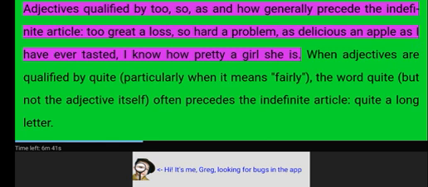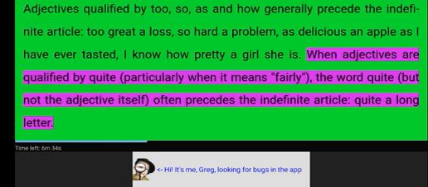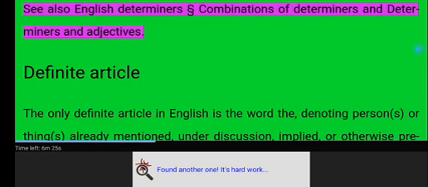Adjectives qualified by too, so, as, and how generally precede the indefinite article: too great a loss, so hard a problem, as delicious an apple as I have ever tasted, I know how pretty a girl she is. When adjectives are qualified by quite, particularly when it means fairly, the word quite, but not the adjective itself, often precedes the indefinite article: quite a long letter. See also English determiners, section combinations of determiners and adjectives.